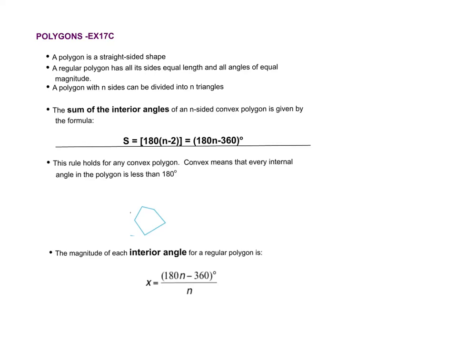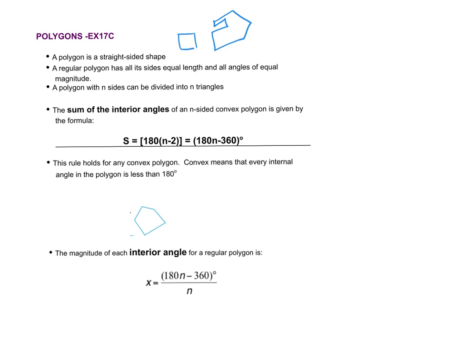All right, so today we're looking at polygons. As it says there in the first point, a polygon is a straight-sided shape. So really you could have a square that's a polygon, or you can have anything. Even if I did something like that, if all the sides are straight, it's a polygon.